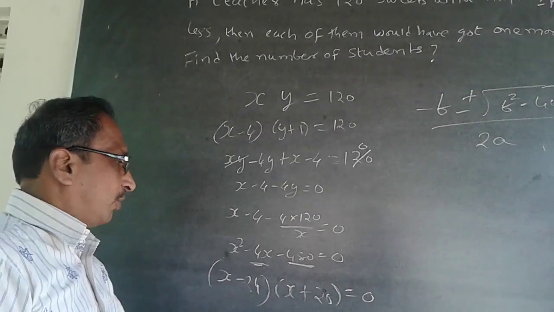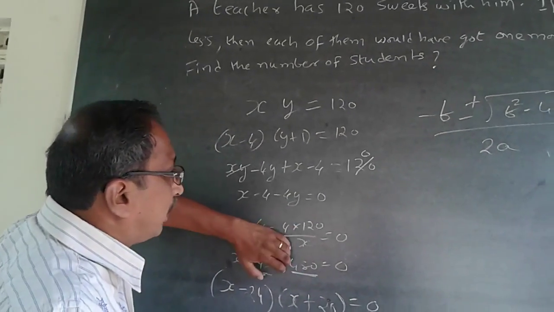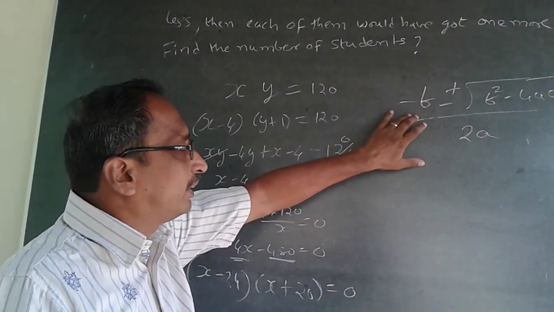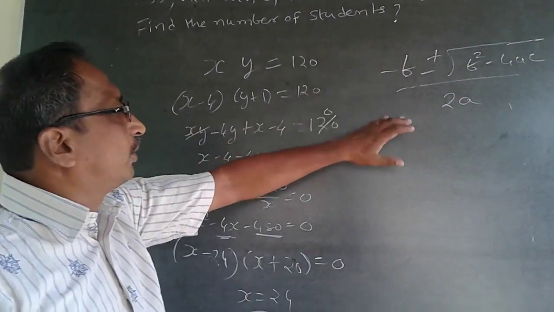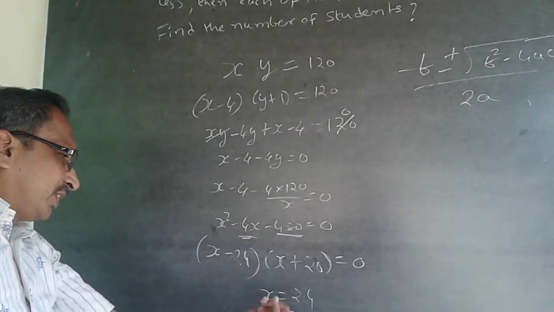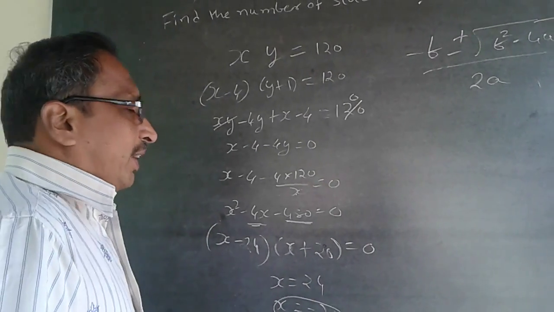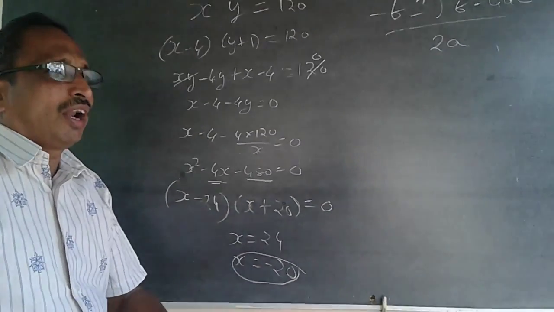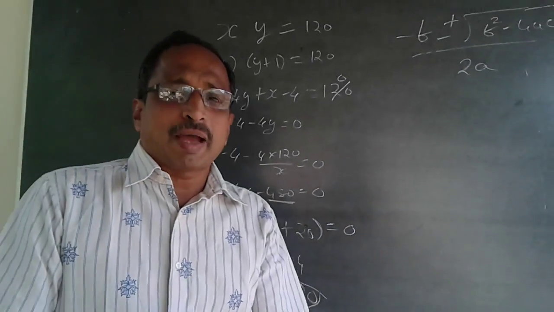The answer is 24. If you are not knowing how to split this, you can use this formula and get the same answer. You will be getting the roots as 24 or minus 20. So try to do it faster, because you can't afford to waste your time when you do your real-time aptitude exams.